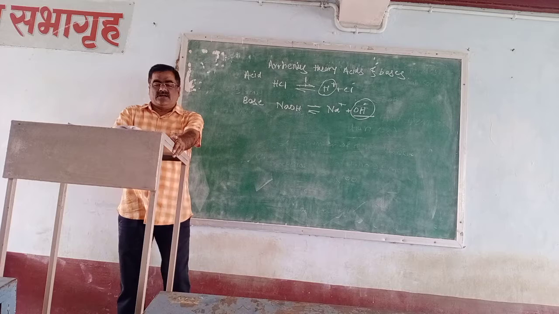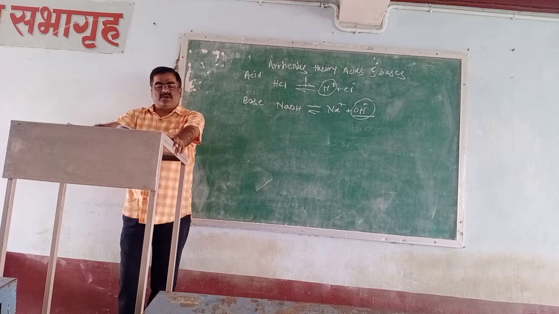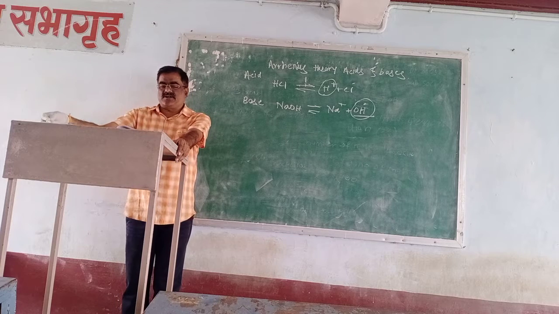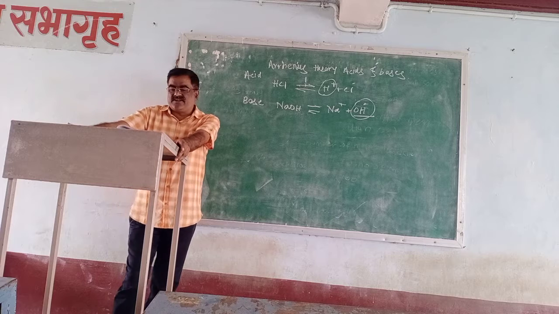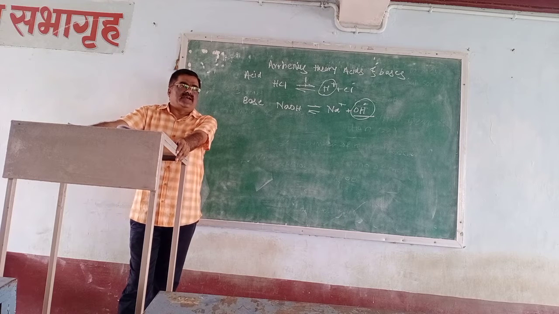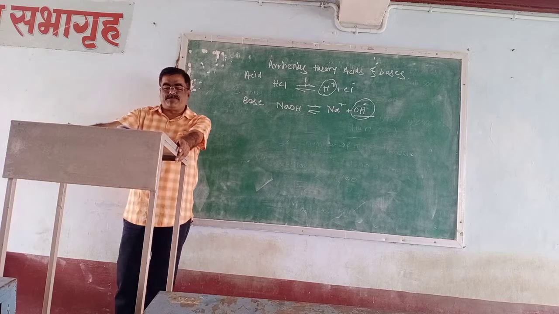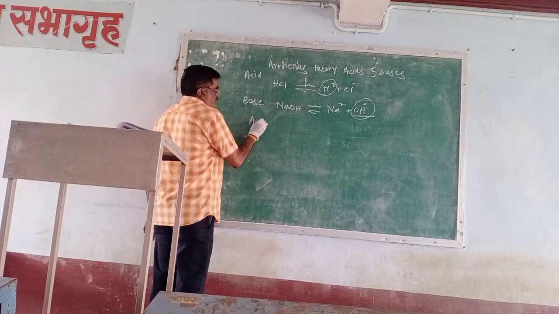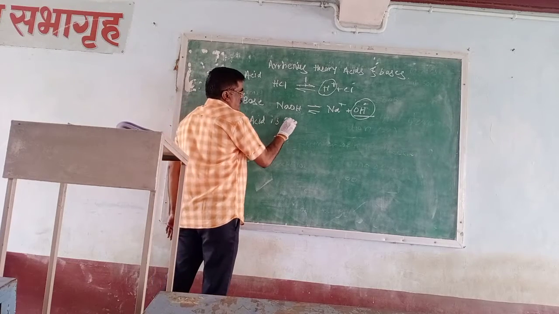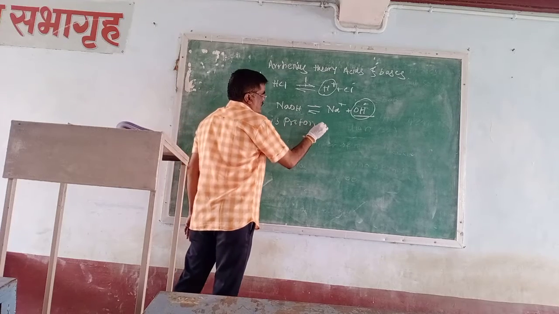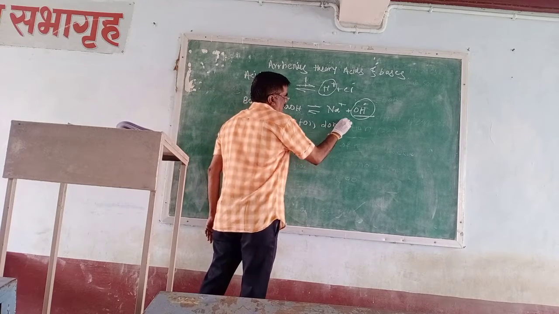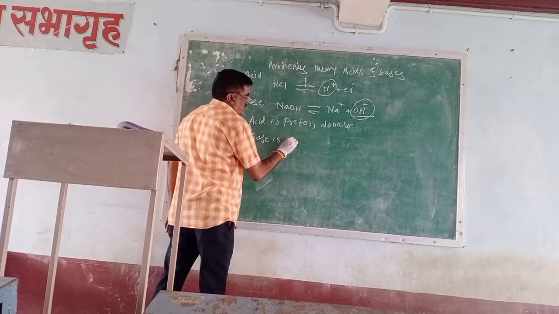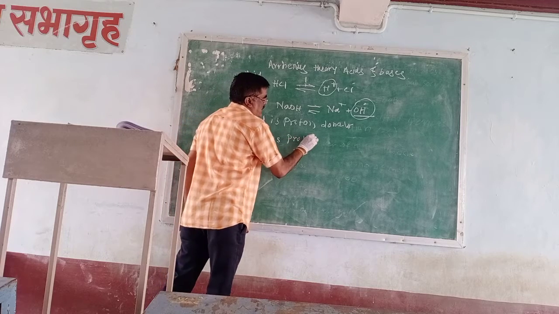Then about the Lowry and Bronsted theory. In general, Bronsted and Lowry proposed a more general theory known as the Bronsted-Lowry theory for the acids and the bases. According to this theory, acid is a substance that donates a proton to another substance. Acid is proton donor. And base is a proton acceptor.